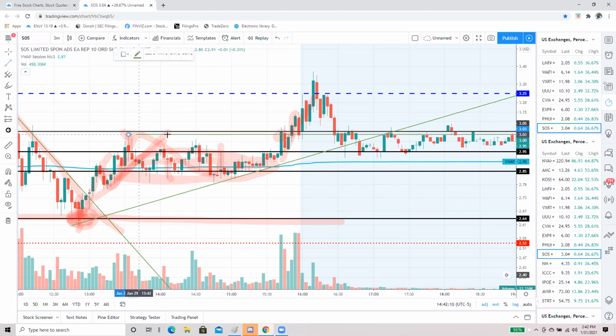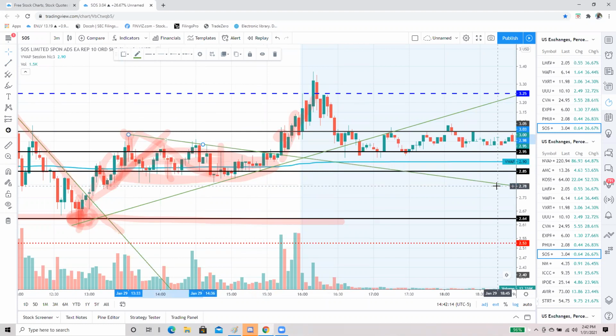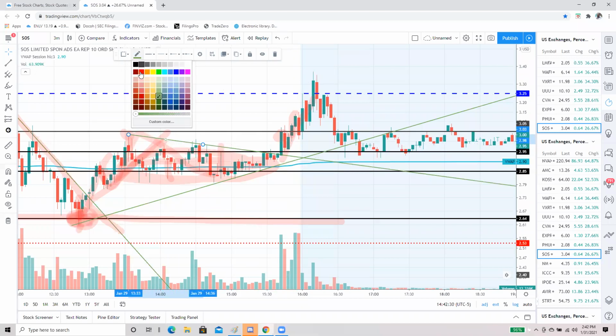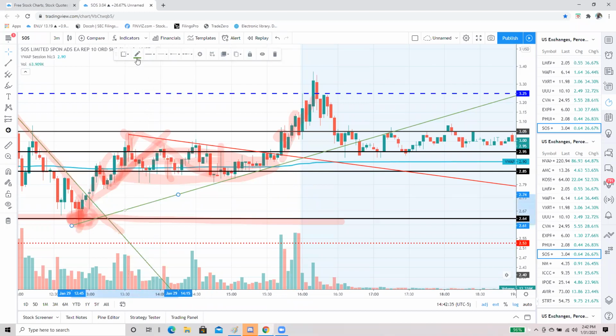Remember last week I talked to you guys about triangles and stuff like that? Was it one or two weeks ago? I think you're talking about ascending, descending. Do you guys see the triangle here? I just drew it. Can you see the triangle right here?